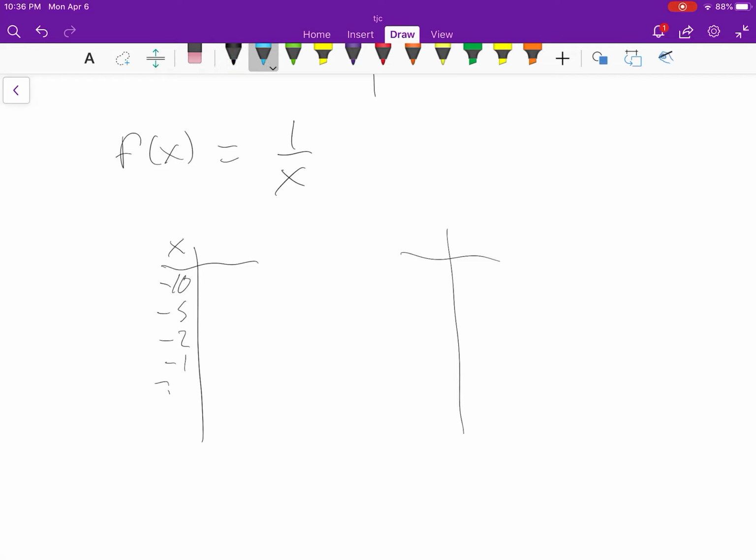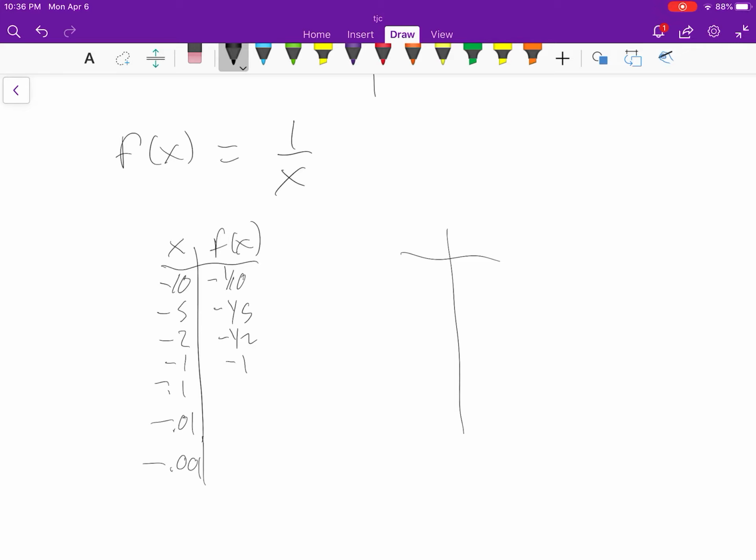Where's that? Negative 0.1, and then negative 0.1, negative 0.1. Well, what are the y values of f of x? Well, negative 10 is what? Negative 1 over 10. It's 1/10. What's negative 1/5? The next one's negative 1/5. Then we have negative 1/2. Then we have negative 1.